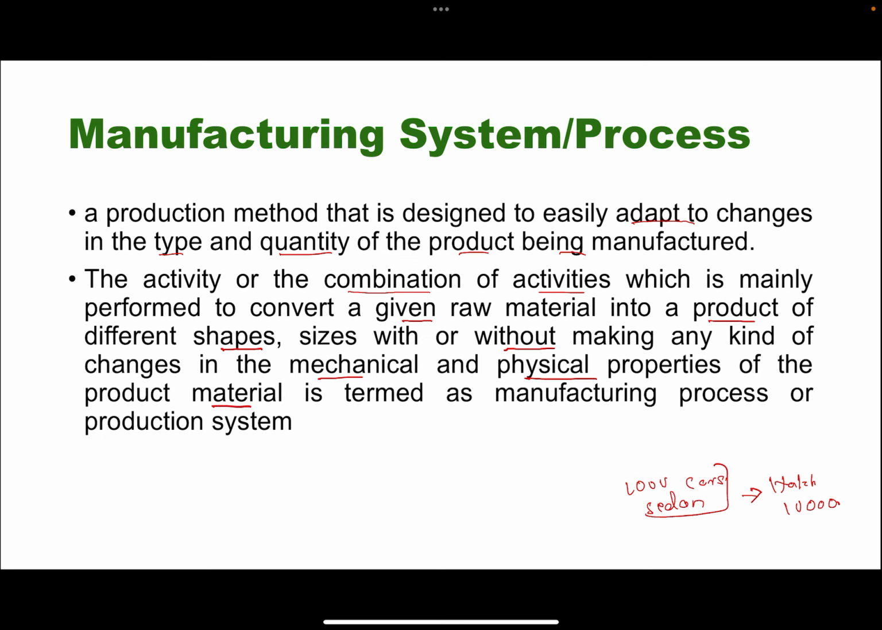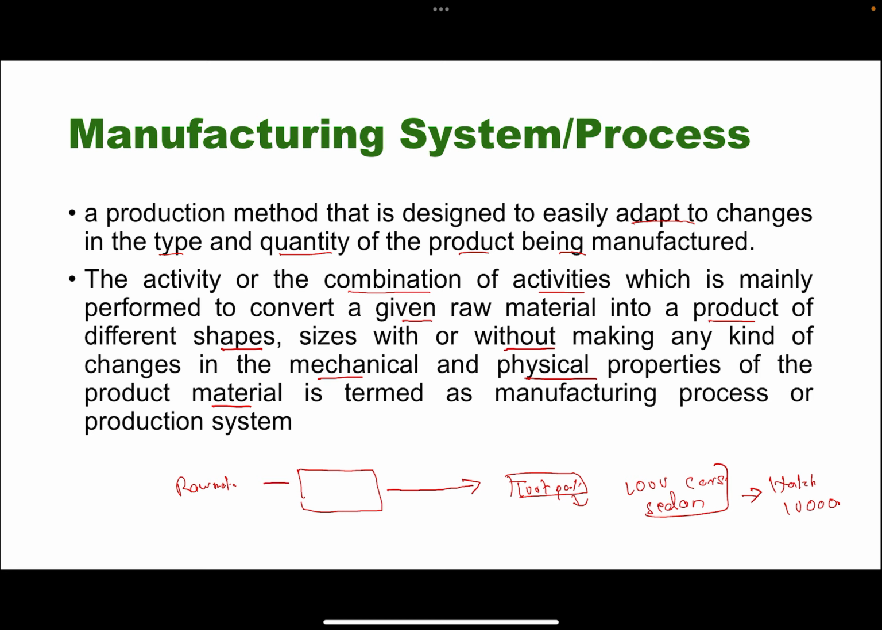An easy example you can take is the case of toothpaste manufacturing. You have the raw material, whatever is needed to manufacture toothpaste. It undergoes a series of processes in which the material's properties are not changing. You are reshaping the raw material, combining it with another raw material to get a final product. So you can get toothpaste of different shapes, different types, different quantities, etc. This is the overview of the manufacturing system.